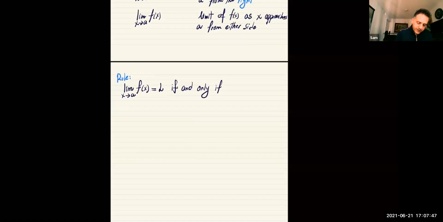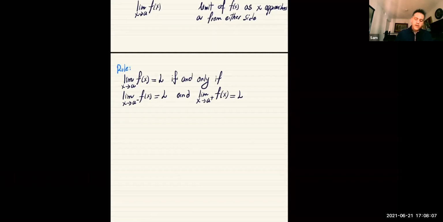So if and only if the limit as x goes to a from the left of f of x is equal to L, and, okay? Not or. And the limit as x goes to a from the right of f of x is also L. Both of those limits must be L in order for us to say that the limit is L.